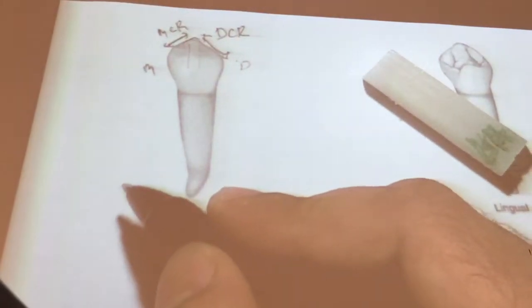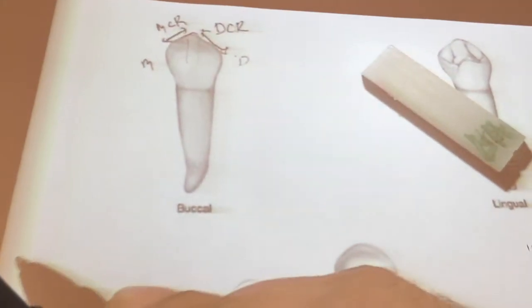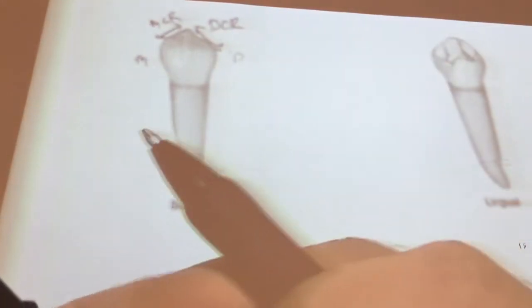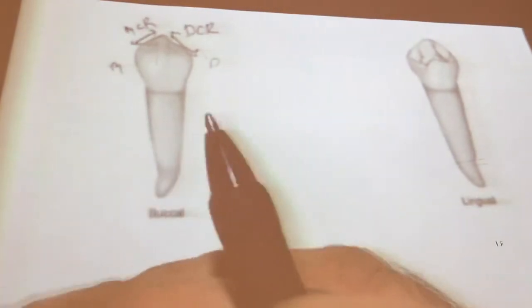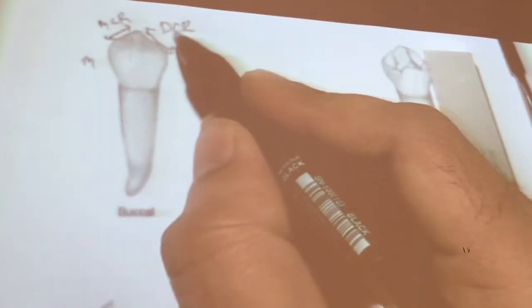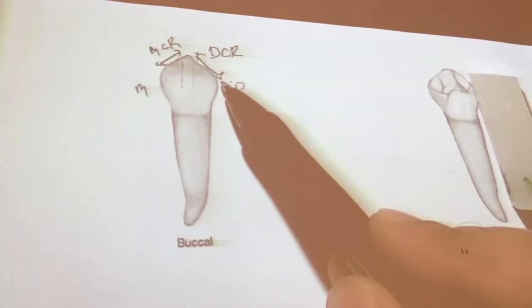It is left tooth, huh? Yes, it is left tooth. I am carving the left one only. Okay, so the mesial cuspal ridge and the distal cuspal ridge. If you see, the mesial cuspal ridge will be smaller than the distal cuspal ridge.